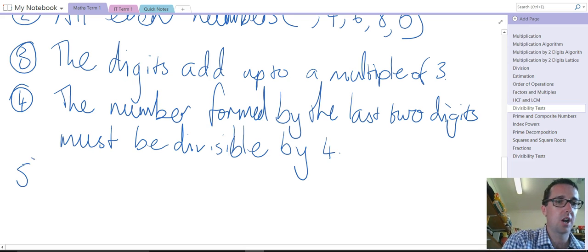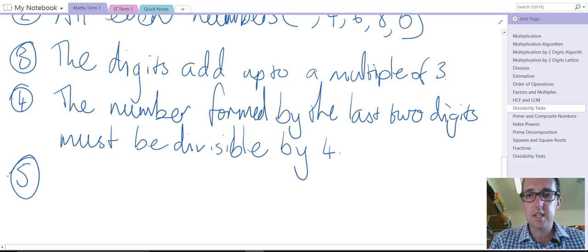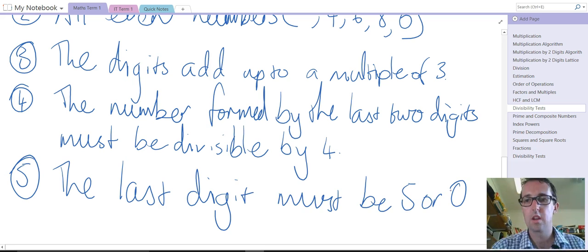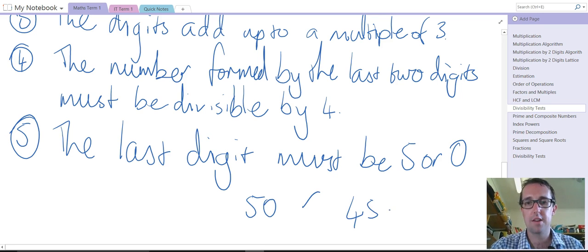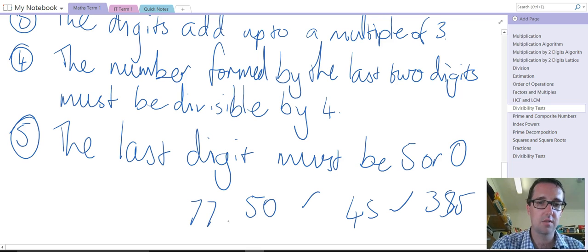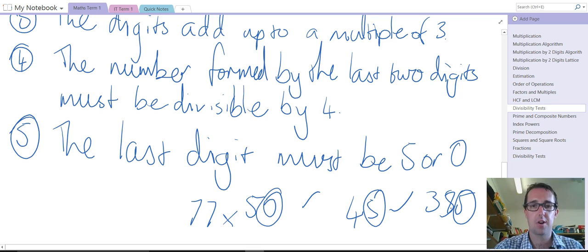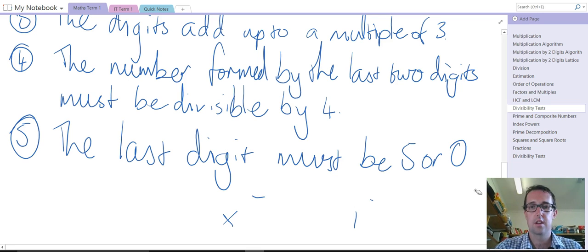Number 5, this one's a pretty standard one that we've seen. It's the last digit. So for example, the number 50, definitely. Number 45, definitely. Number 385, definitely. The number 77, no. That last digit has to be a 5 or a 0. If it isn't, then it doesn't work.